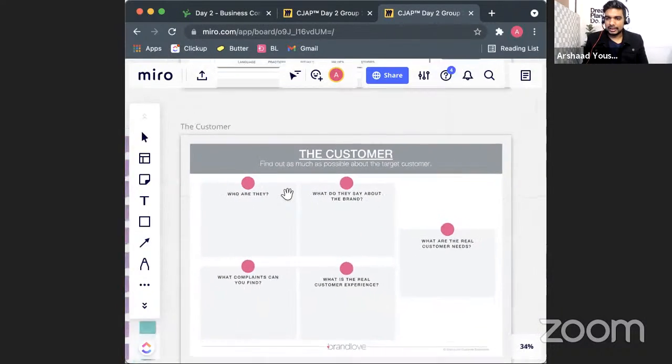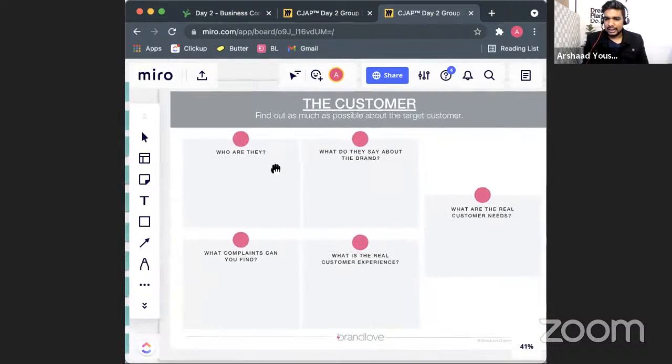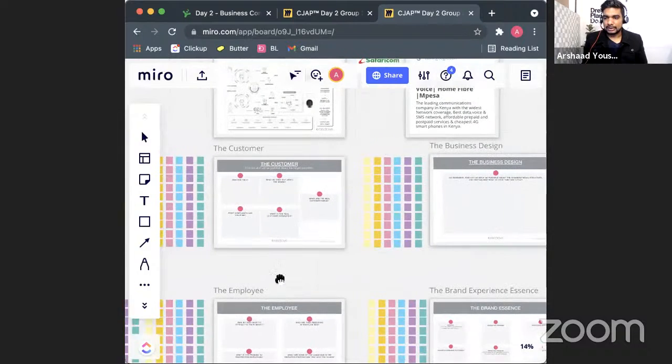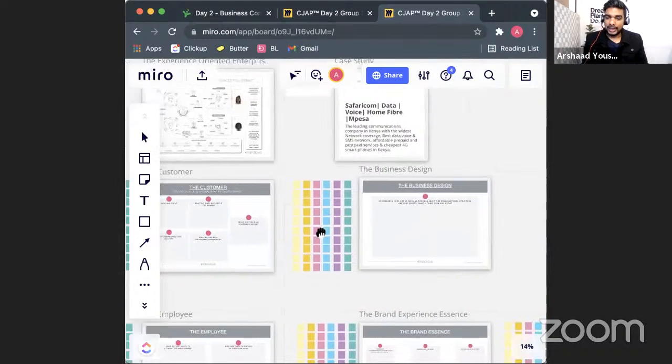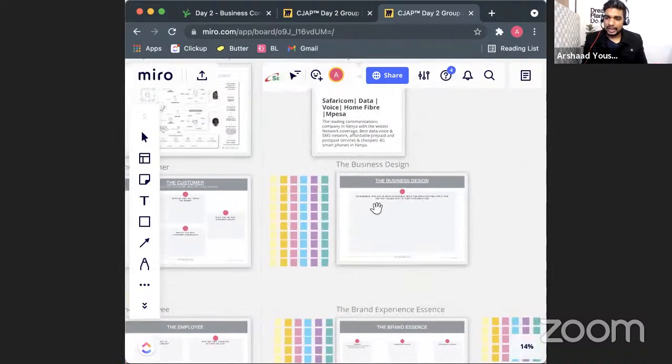On your board, you'll find these little canvases and the sticky notes that we taught you how to use yesterday. You will also identify the details under each category that you need to research amongst your group. So you can divide and conquer this any way that you like. For example, if we need to learn about a customer: who are they? What do they say about the brand? What are their real customer needs? What is the real customer experience? And what complaints can you find? You might even want to divide different boards amongst different people any way that you like.